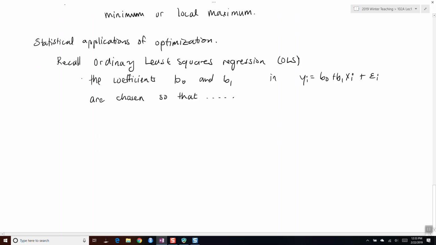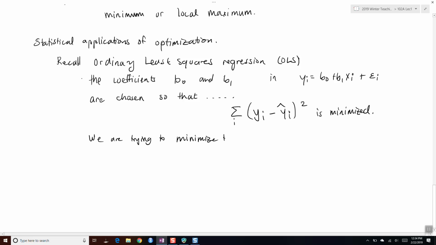Somebody's got to know this, right? You guys are in 101A right now? Okay. This should have been covered like week 1. They are chosen so that the sum of yi minus yi hat, squared, across all i's is minimized. So basically we're trying to minimize the sum of squared residuals, sum of squared error or residuals.